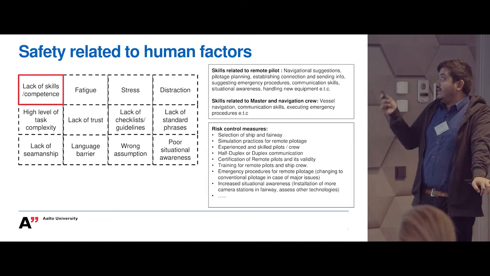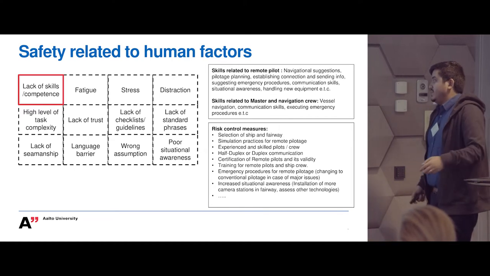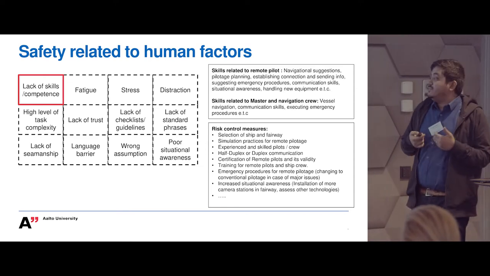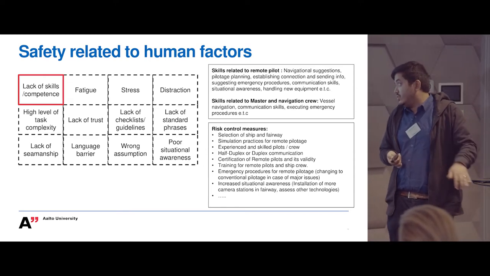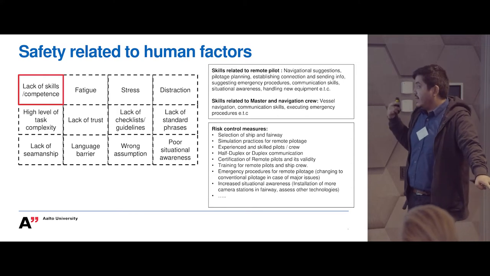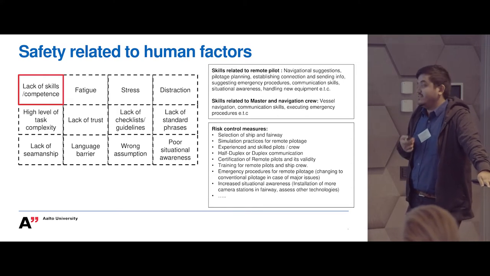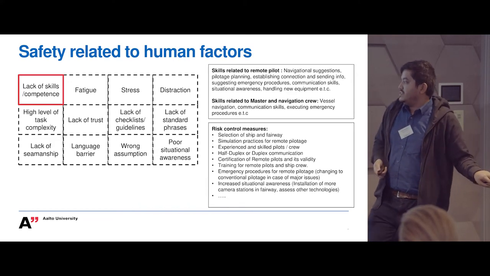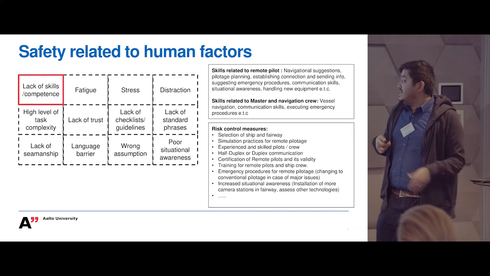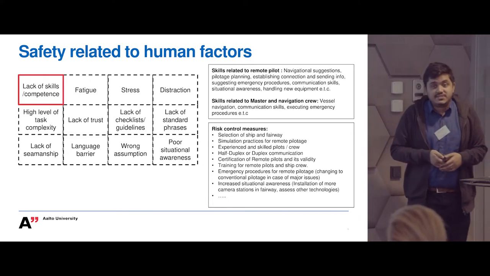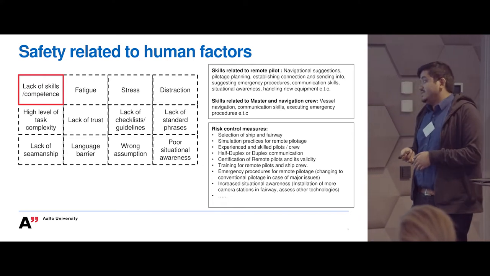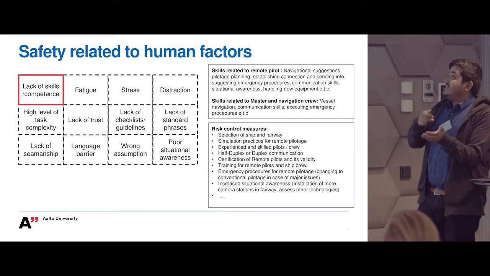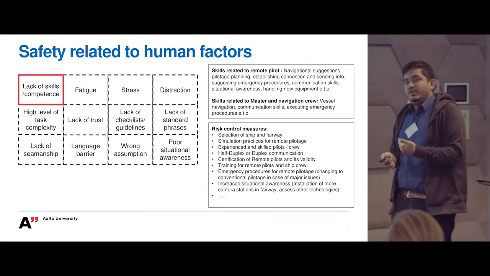Training: the required training, like I said, all of the sets of skills need to be determined. And then we also maybe need to identify emergency procedures for remote pilots. So if something goes wrong, how can we quickly implement conventional pilotage in case of these issues? And the last one is increased situational awareness. Maybe we need more installations of camera stations and weather stations on the fairway, and also assess new technologies in the future.